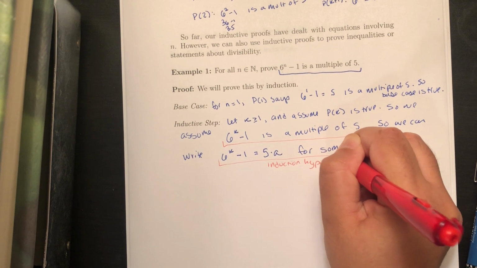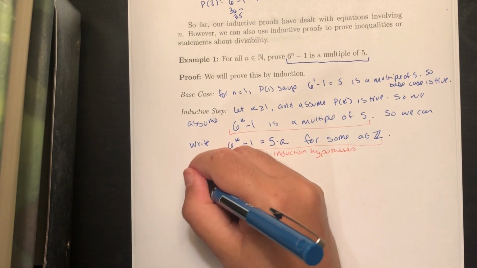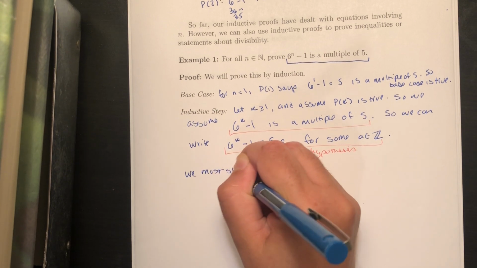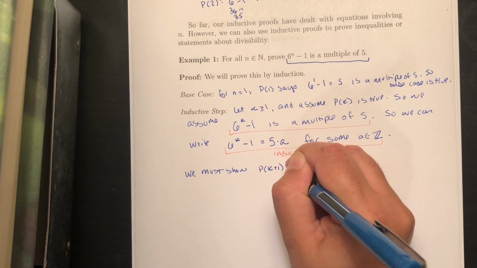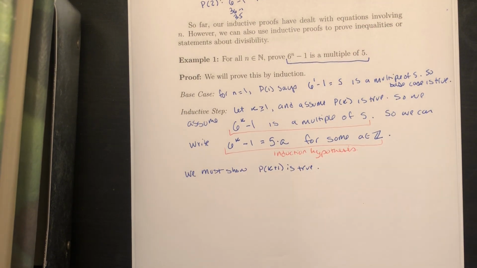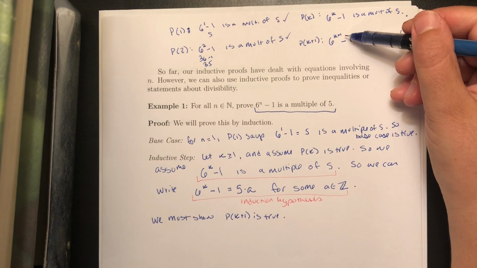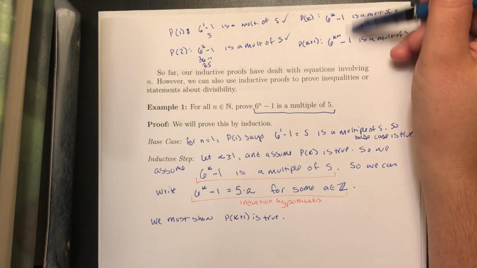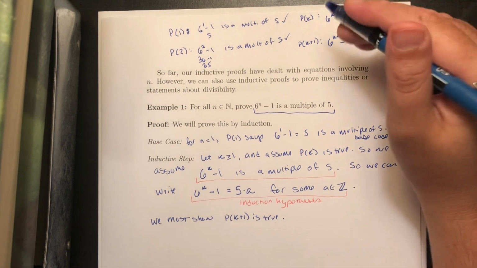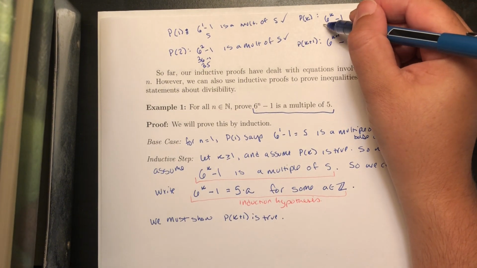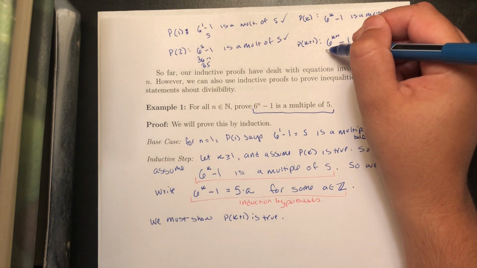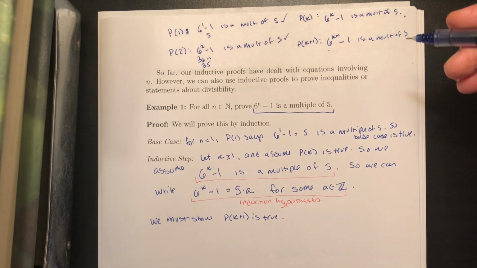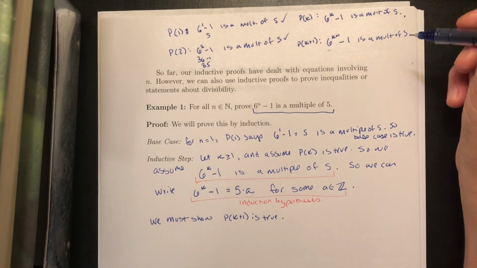This is what we're going to need to use in order to prove, remember we must show P of k plus 1 is true. That is, we need to show that 6 to the k plus 1 minus 1 is also a multiple of 5. Now this is where things start to diverge a little bit, because in our last videos, the difference between P of k and P of k plus 1 was just sort of one extra term in an equation. You had one long list of numbers being added together, and then here you had another list with one extra term at the end. This is obviously a little bit different than that.